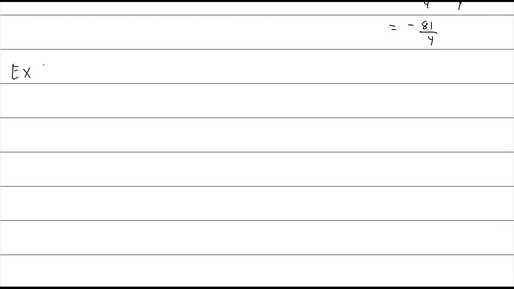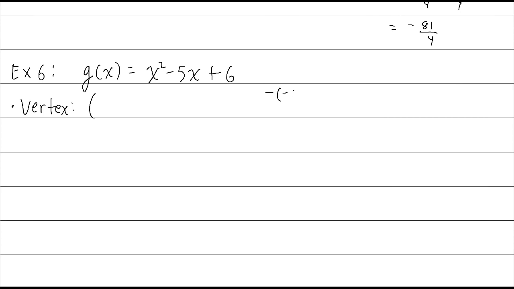Example 6. Okay, g of x equals x squared minus 5x plus 6, and I want to do the same thing. I want to find the vertex, the axis of symmetry, and so on. Start off with the vertex. Negative b over 2a. It's a positive 5 over 2. All right, well, here we go again. Make sure I have enough room here.